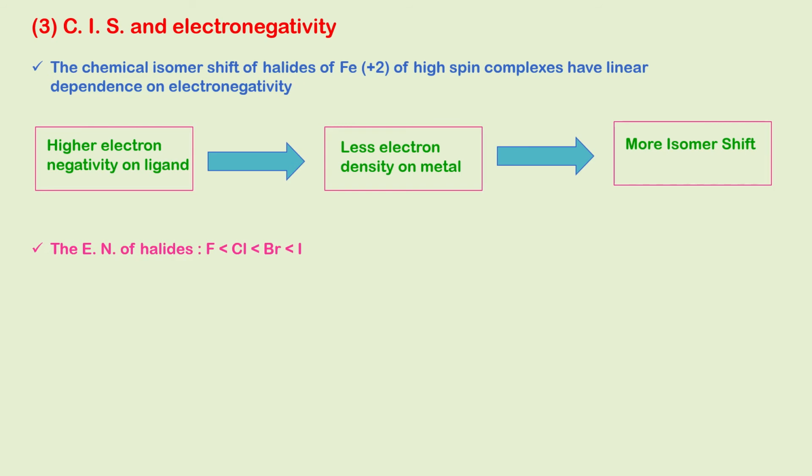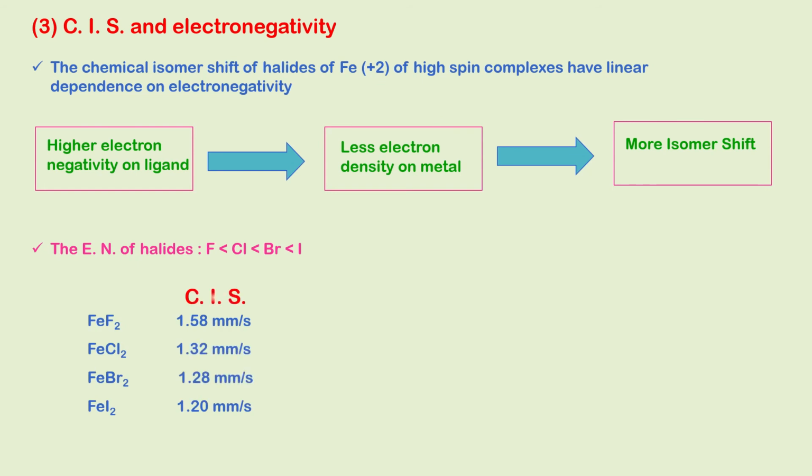The order of electronegativity of the halides: the electronegativity of fluorine is high, then chlorine, then bromine, then iodine. So FeF2 has the highest CIS, as fluorine is more electronegative, compared to FeI2. FeF2 has a CIS of 1.58, FeCl2 1.32, FeBr2 1.28 and FeI2 1.20. It continuously decreases in case of Fe compounds.